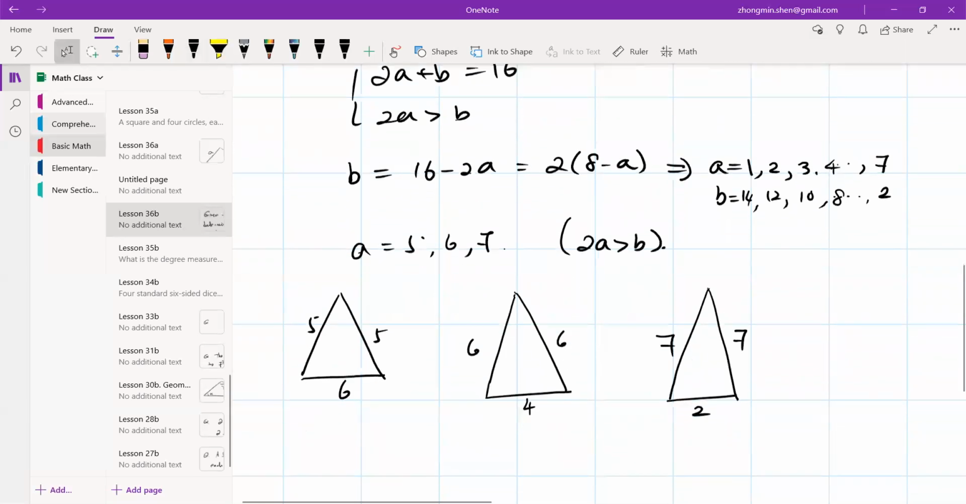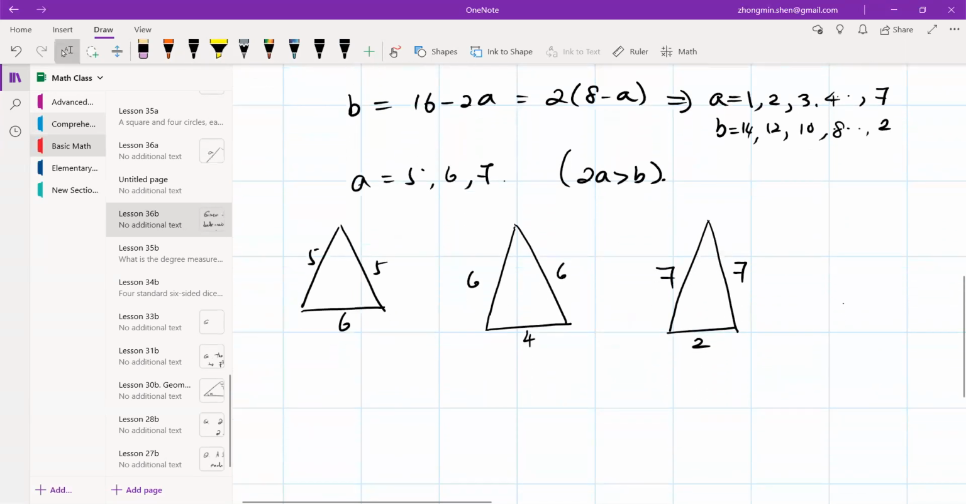So which one has the largest area? I think probably the middle one, and probably the one on the left. Okay. So let's take a look at how you find the area. If you have an isosceles triangle, you draw the height, find the height maybe. So look at the height.